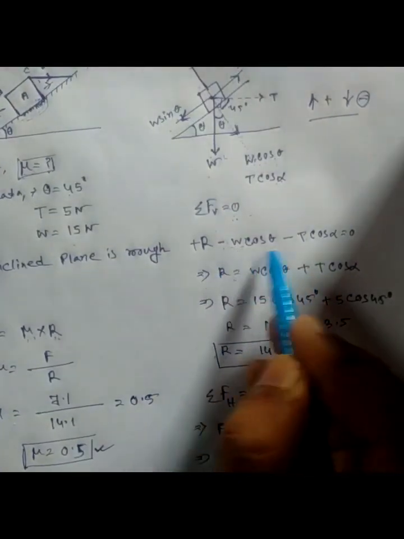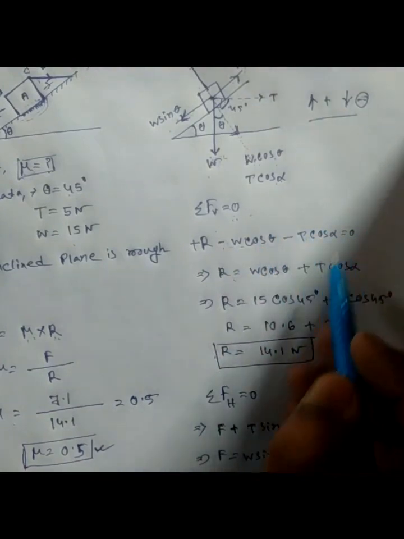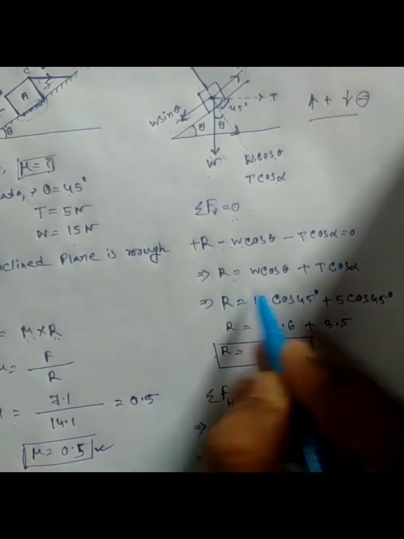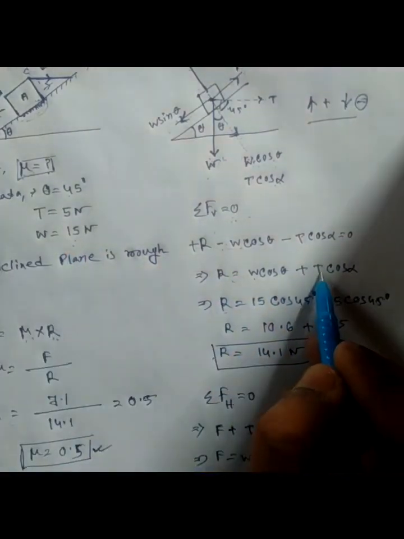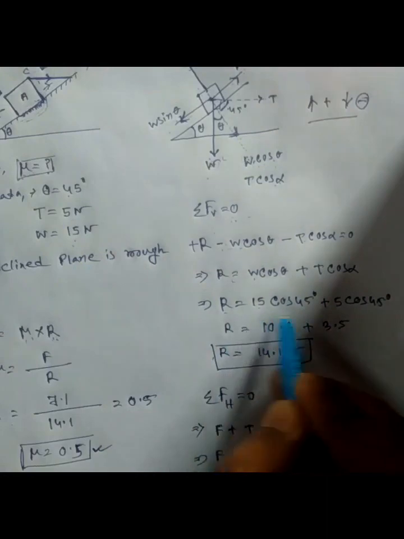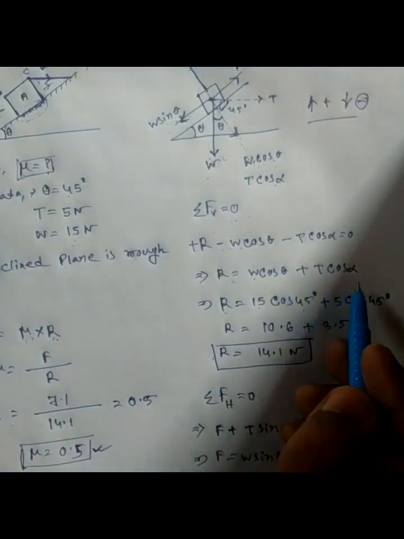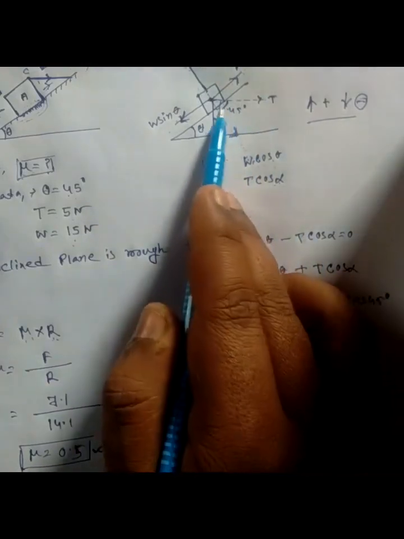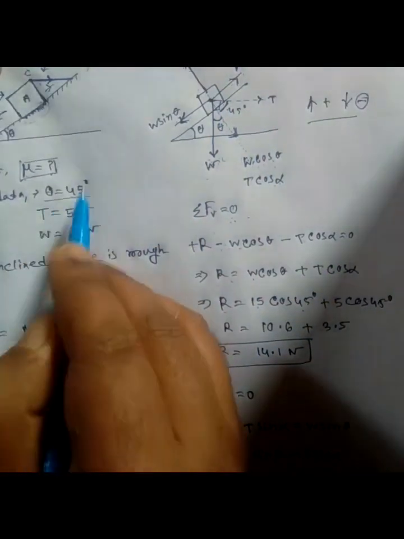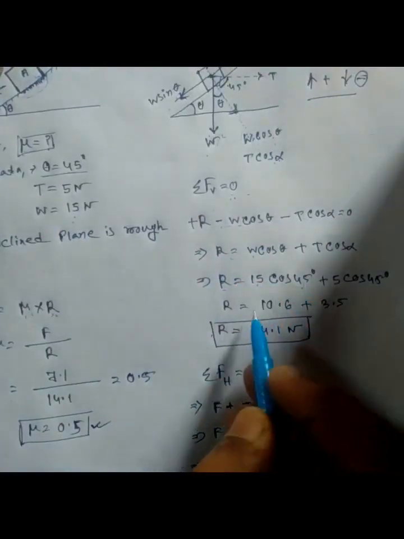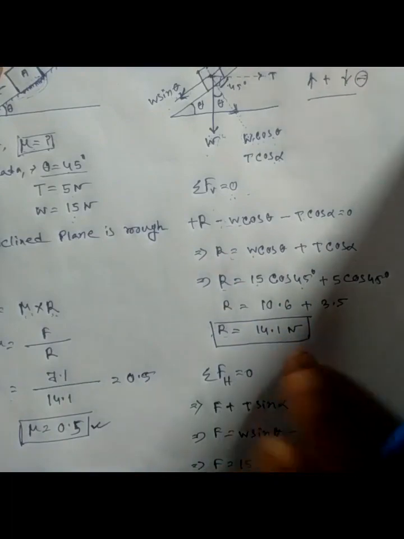R equals W cos theta plus T cos alpha, because the sign changes when crossing the equal sign. Now put in the values: W is 15 newtons and T is 5 newtons. So 15 cos and 5 cos, with theta 45 degrees and alpha 45 degrees. Now calculate 10.6 plus 3.5, and R equals 14.1 newtons. So we find out this value.